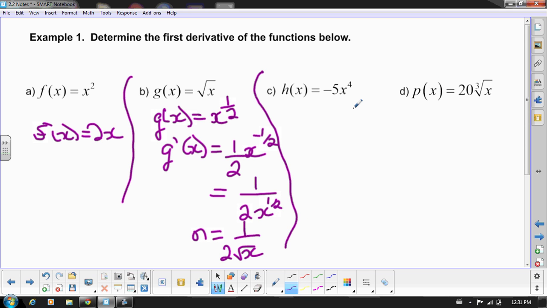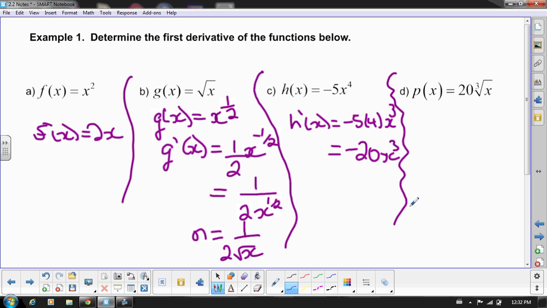If we look at this example over here now, we have a coefficient out in front. So how will that impact our value? So h prime of x is going to equal, the negative 5 is going to stay there. The 4 comes down in front, and then it becomes x to the power of 3. So this gives us an overall derivative of negative 20x cubed.